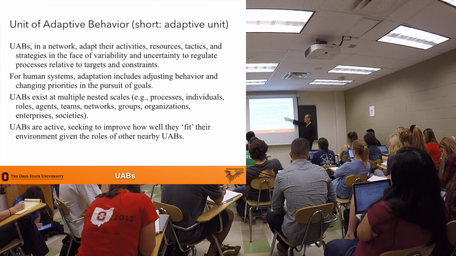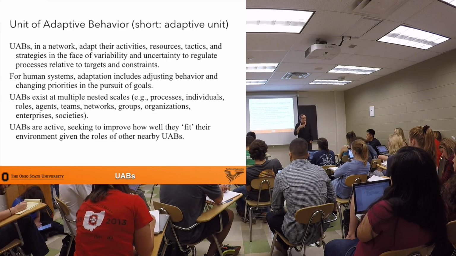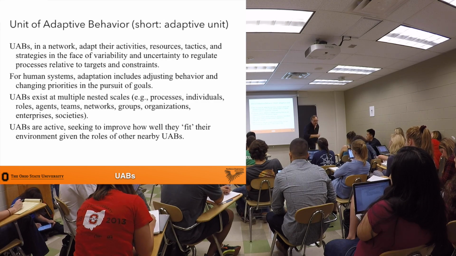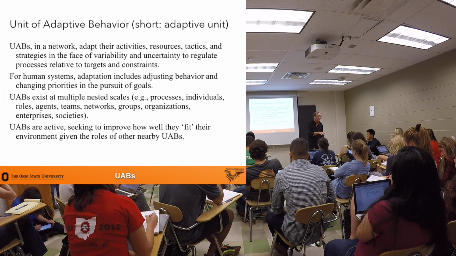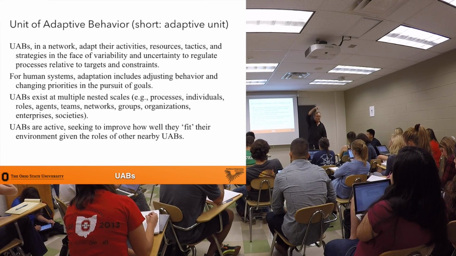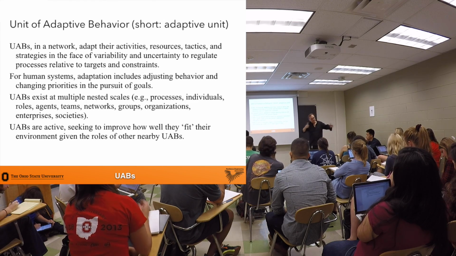Now, these UABs exist at nested multiple scales. So we can think about them as society's roles, agents, and we'll play around with that. But they are nested and composable. So you are simultaneously part of different UABs. You're not just in one place. You can be thought of as part of a unit at different levels, depending on things.